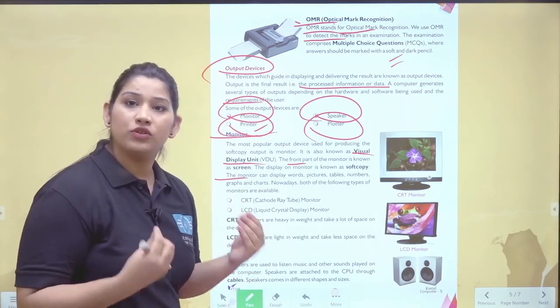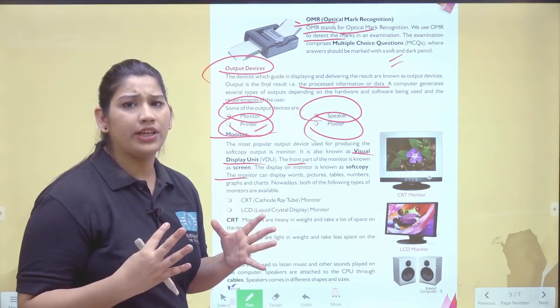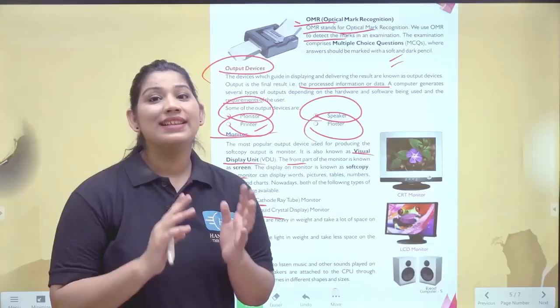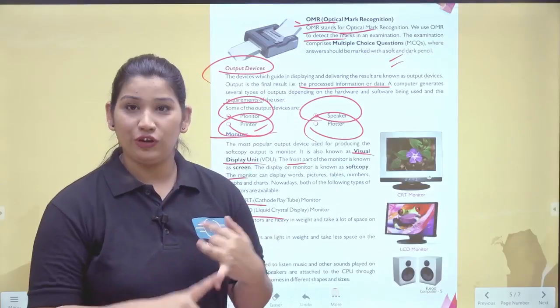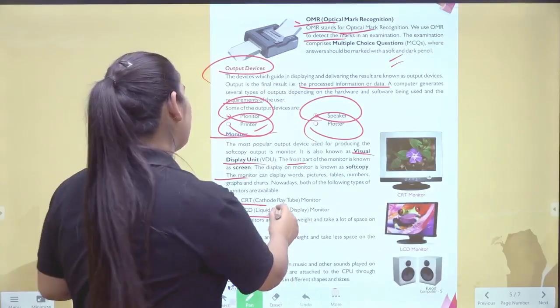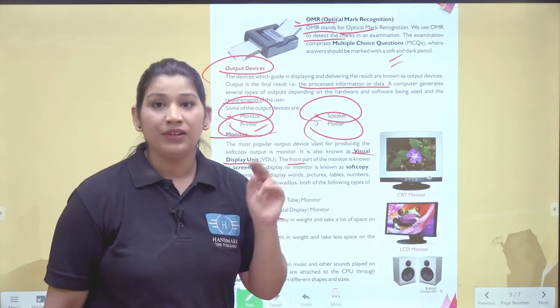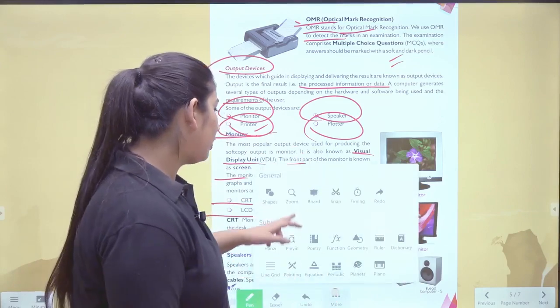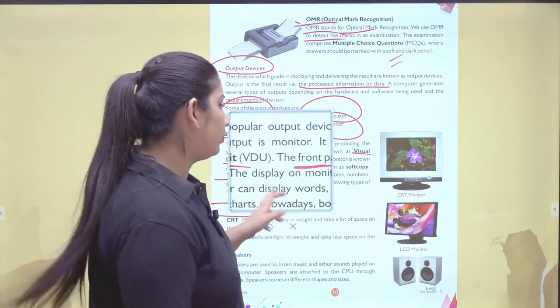Nowadays, monitors are available in many types, but the most common types of monitors are of two types, that is CRT and LCD. CRT stands for cathode ray tube and LCD stands for liquid crystal display. These two are the kinds of monitor. Let us have a close look and you will understand the difference between both of them.